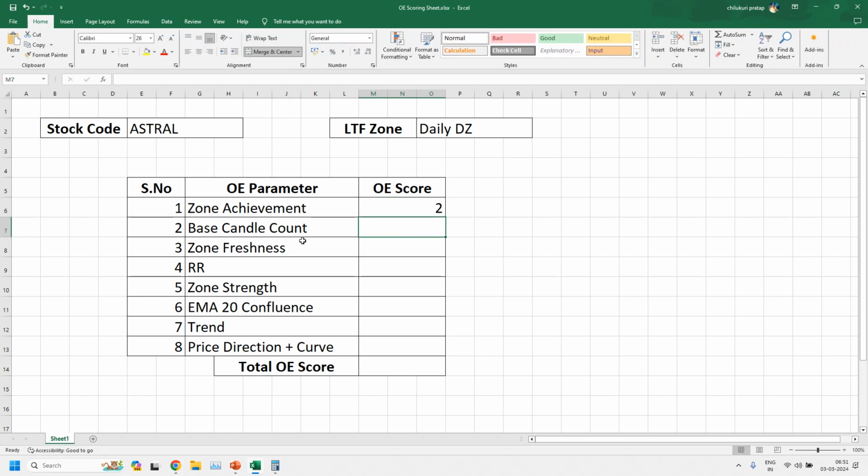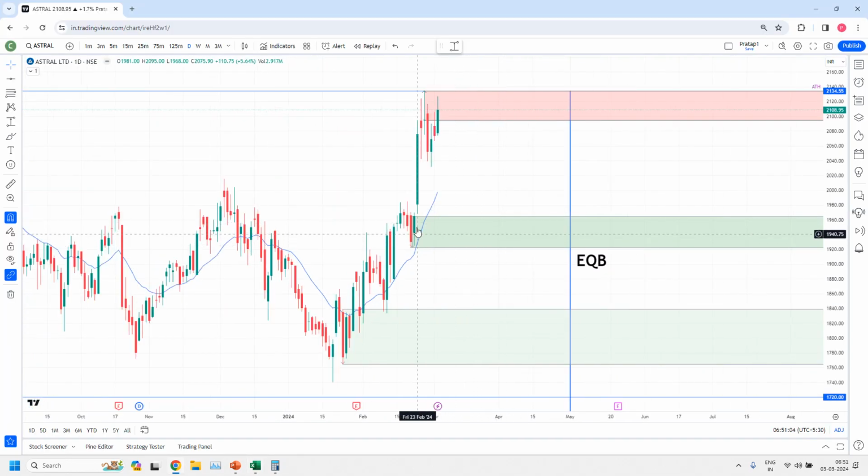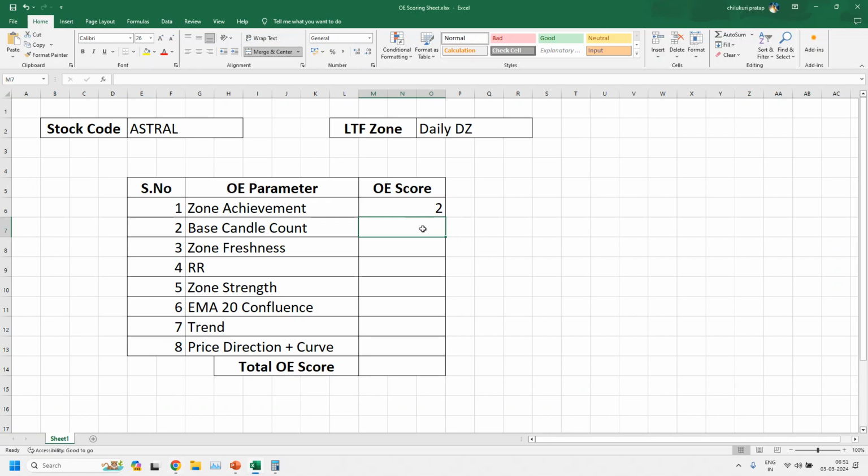So what is the next one? Base candle count. How many base candles do we have in this demand zone? We have only one base candle in this demand zone. Between 1 and 3 we can give a score of 2. So we are giving the score 2 here.